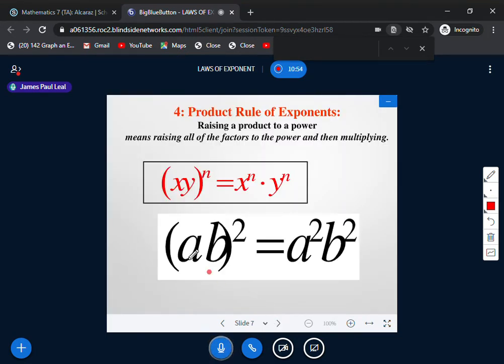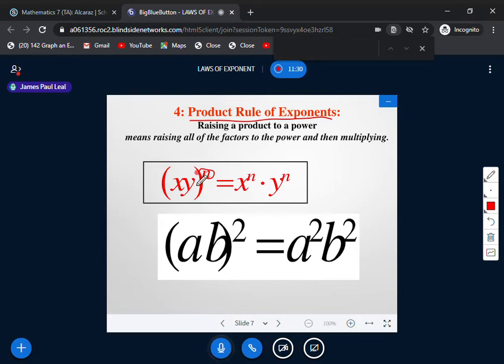For number 4, take note of this, the product rule of exponents, okay? So what will be the product rule or the product law of exponents? Okay? So what does it mean? So raising a product to a power means raising all the factors to the power and then multiplying. Okay? So for instance, say for example, I have here x times y raised to n. Okay? So there's a quantity here. So there's a big difference here.